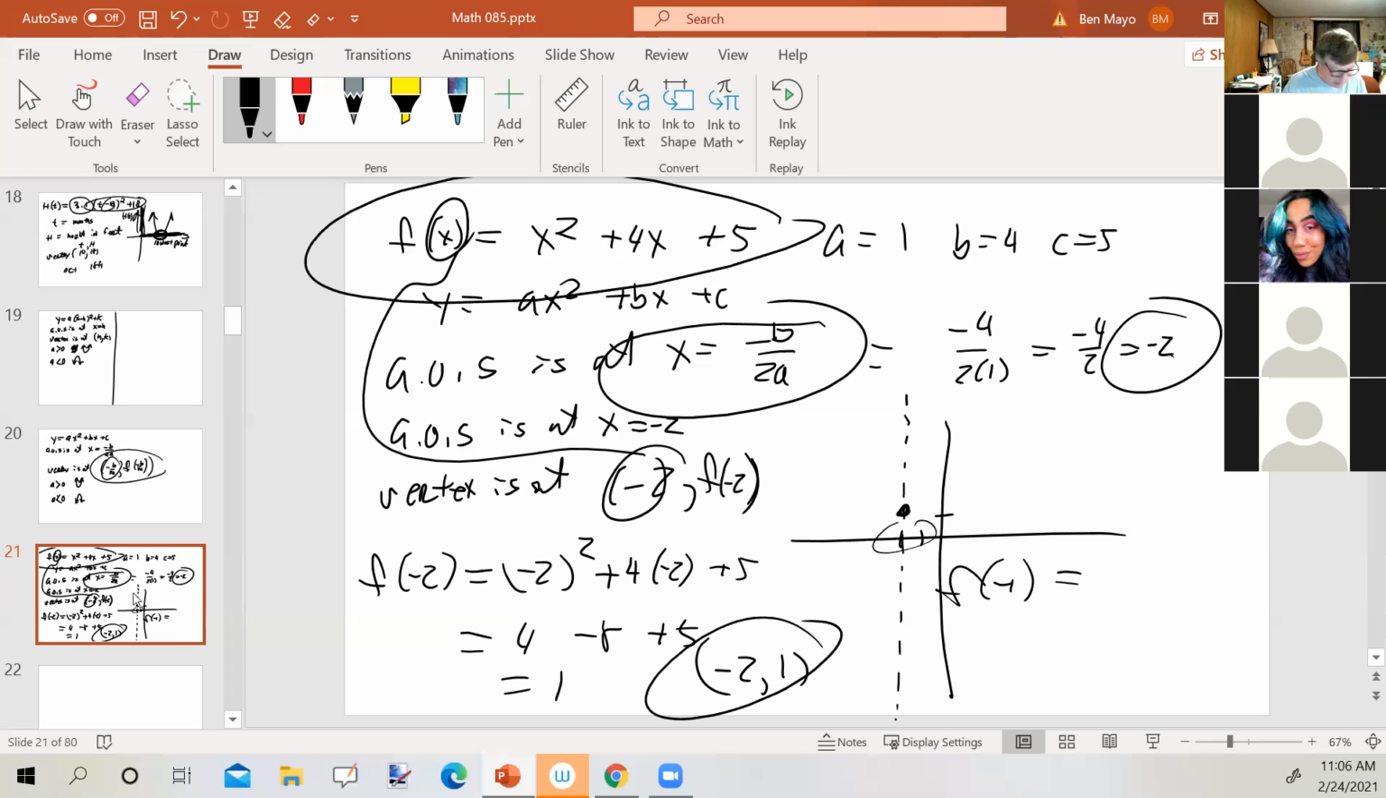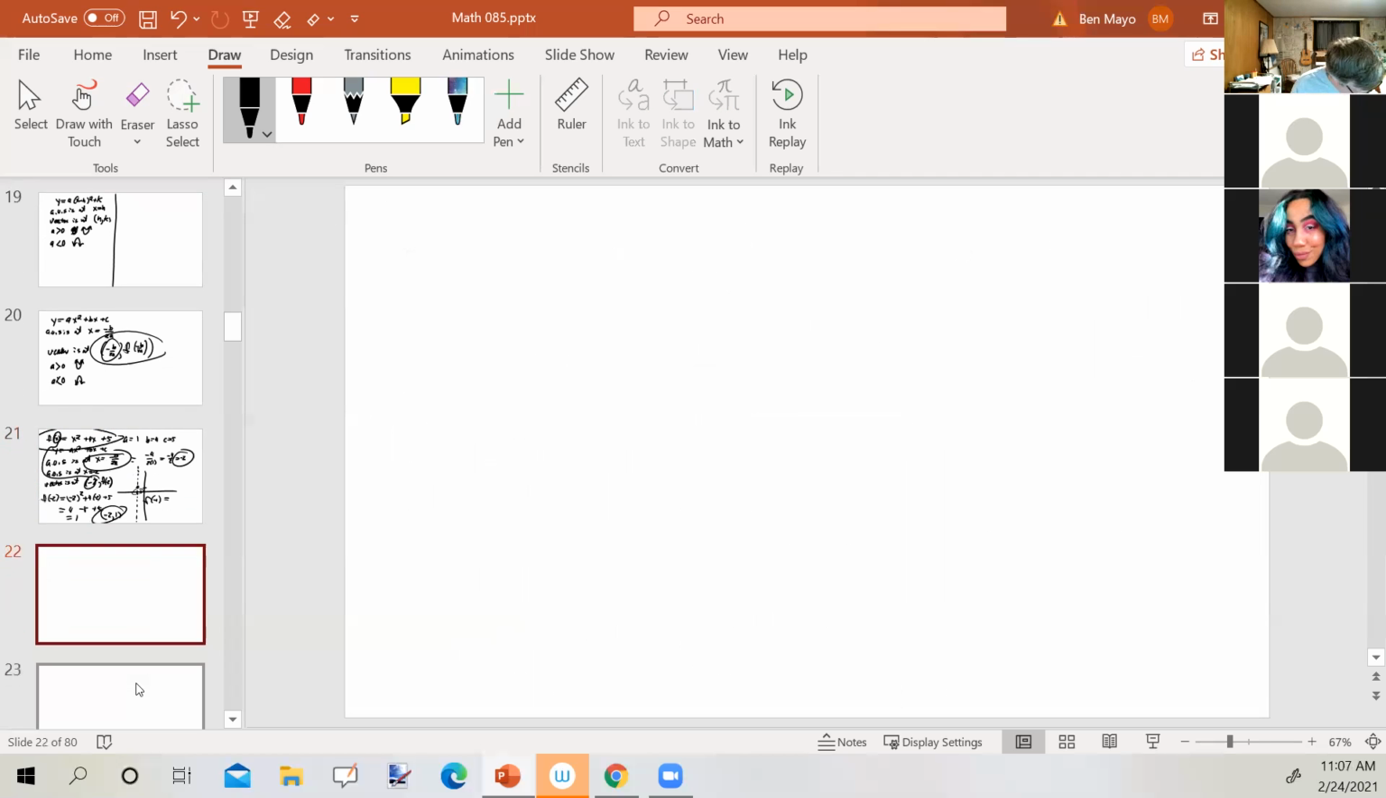Now, a couple of other things I want to add to that though. And before we do that, let's take a look at another one. It says f of x equals x squared plus 4x plus 4.